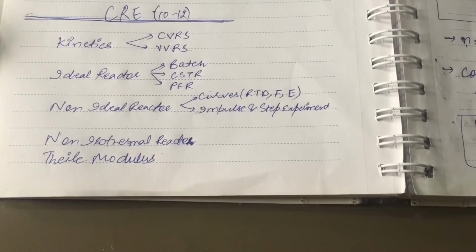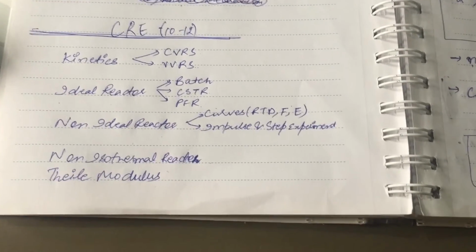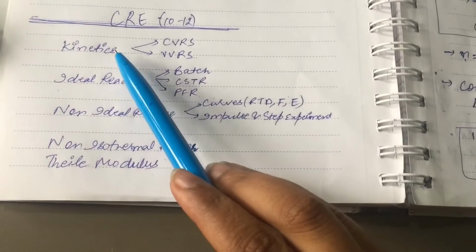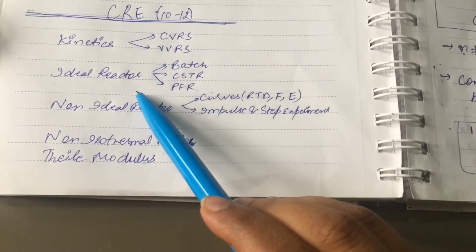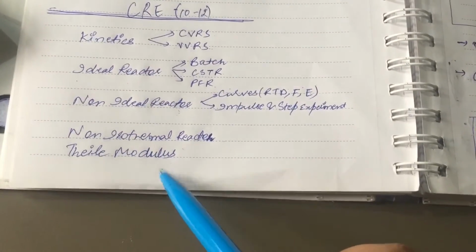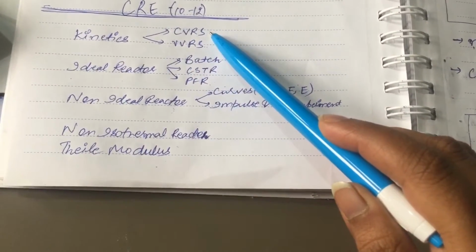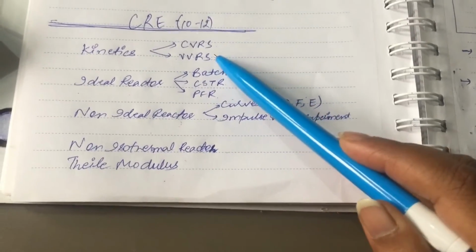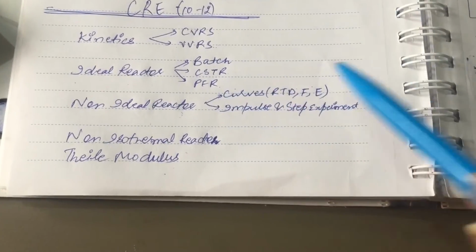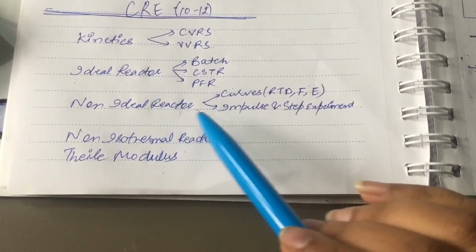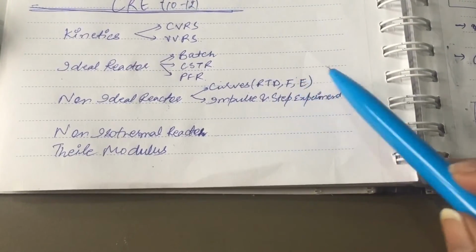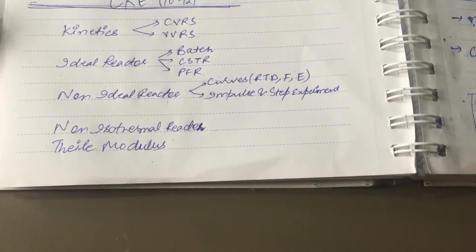Hi guys, in this video we are going to study chemical reaction engineering, which usually comes for 10 to 12 marks in GATE. The syllabus is divided as follows: kinetics, ideal reactors, non-ideal reactors, non-isothermal reactors, and Thiele modulus. In kinetics we have constant volume reaction system CVRS, variable volume reaction system VVRS, batch, CSTR, PFR. For ideal reactors and non-ideal reactors, we are going to study curves, in which we have RTD, F curve, E curve, and impulse and step experiment.